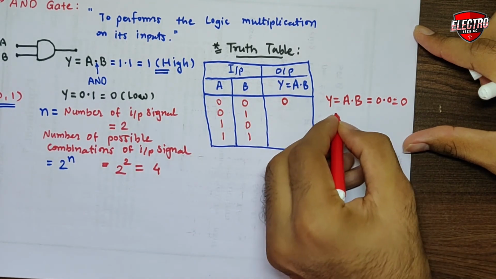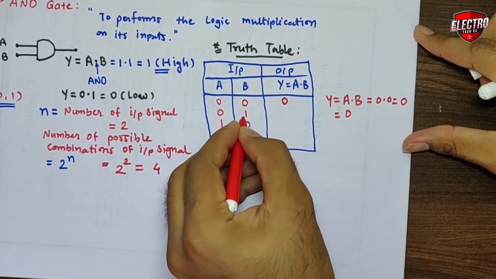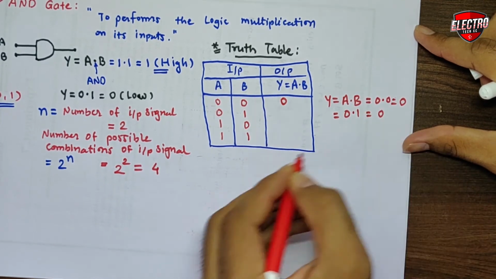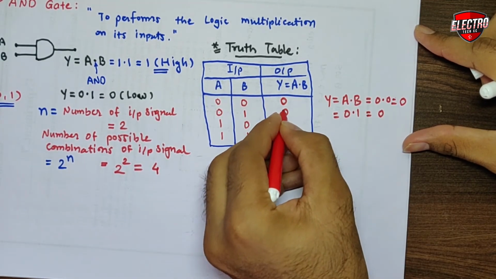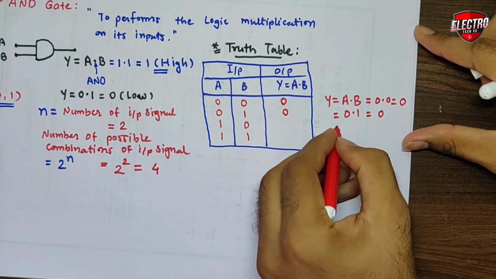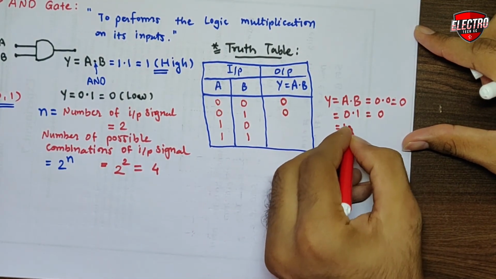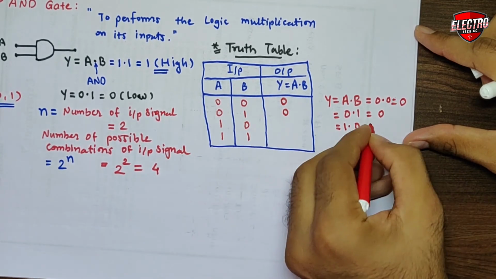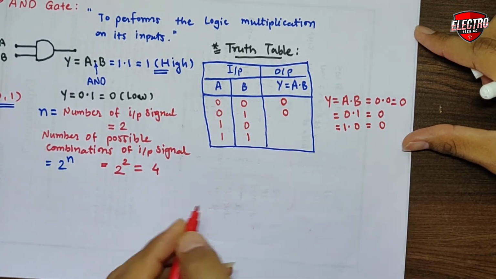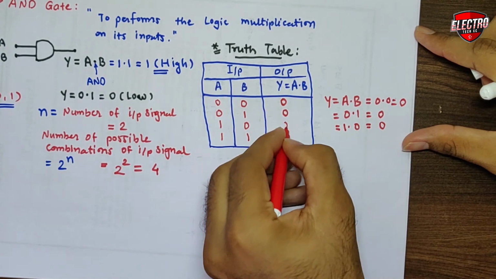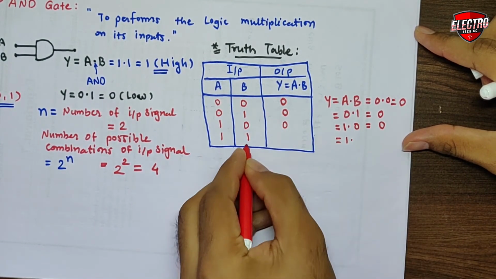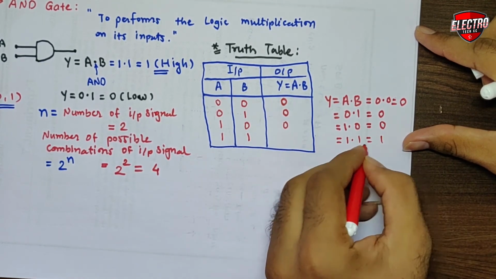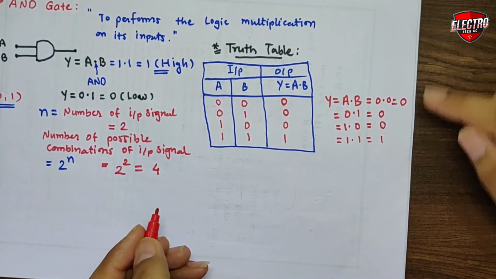In the second case, a is equal to 0, b is equal to 1. That means 1 into 0 is equal to 0, so the output signal is again 0. In the third case, a is equal to 1, b is equal to 0. Then the multiplication of 1 dot 0 is equal to 0. In the fourth case, a is equal to 1, b is equal to 1. That means we get the output signal 1 dot 1 is equal to 1.